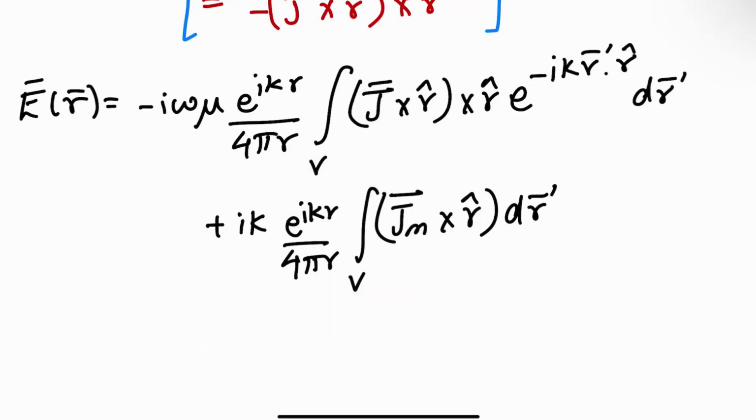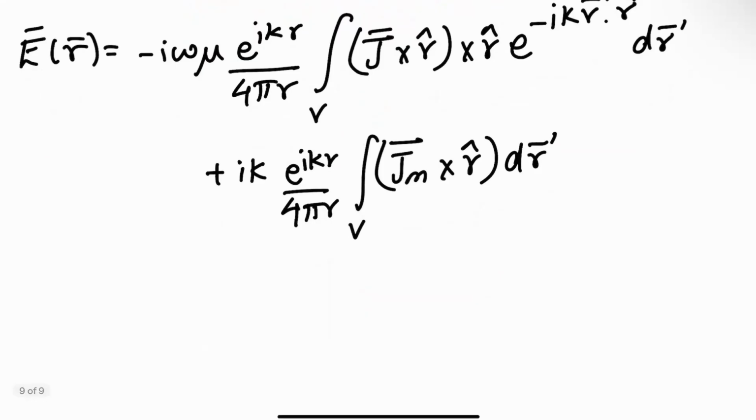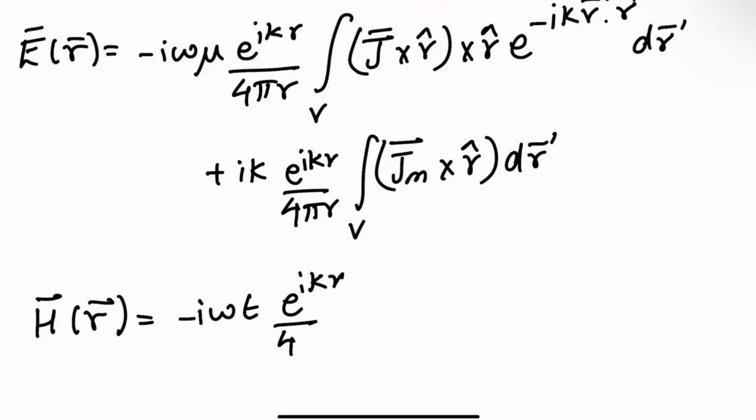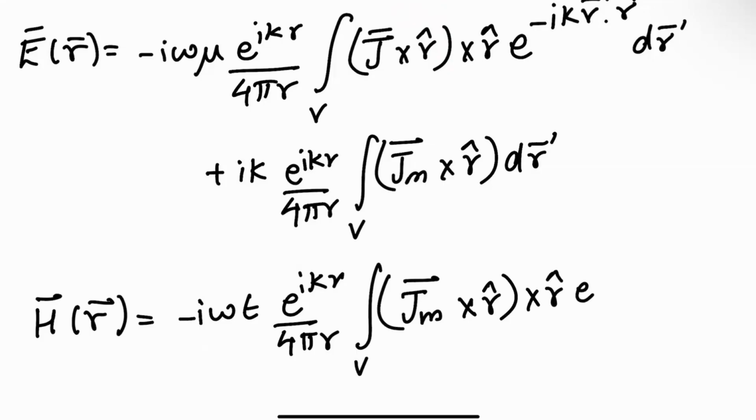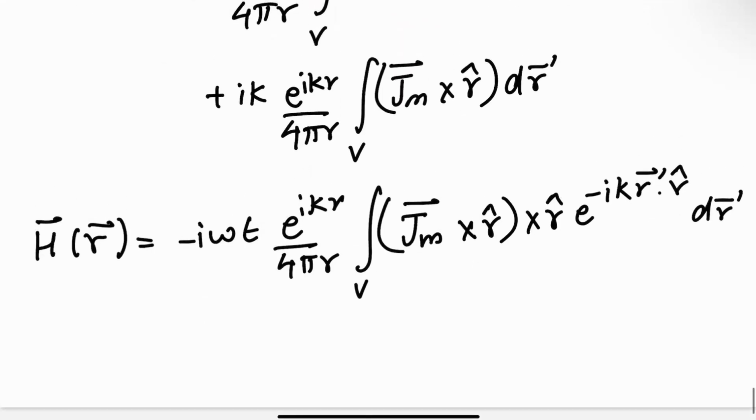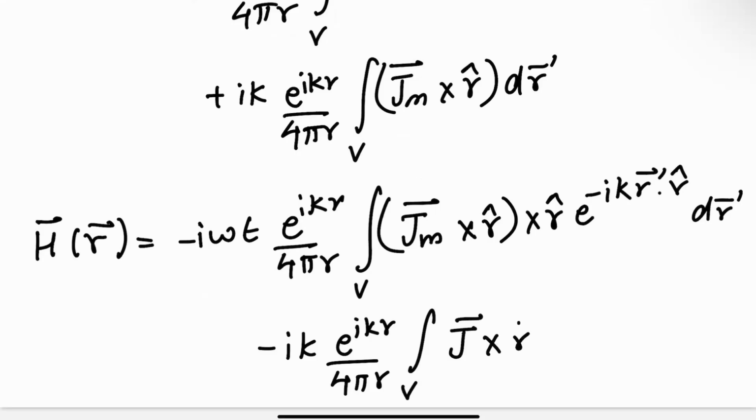And this is for the magnetic field due to the magnetic current, which is exactly the same or very similar to the magnetic field in terms of electric currents, which would be minus i omega epsilon e to the ikr over 4 pi r volume integral Jm cross r hat cross r hat e to the minus ik r prime dot r hat dr prime, minus ik e to the ikr over 4 pi r volume integral J cross r hat dr prime.